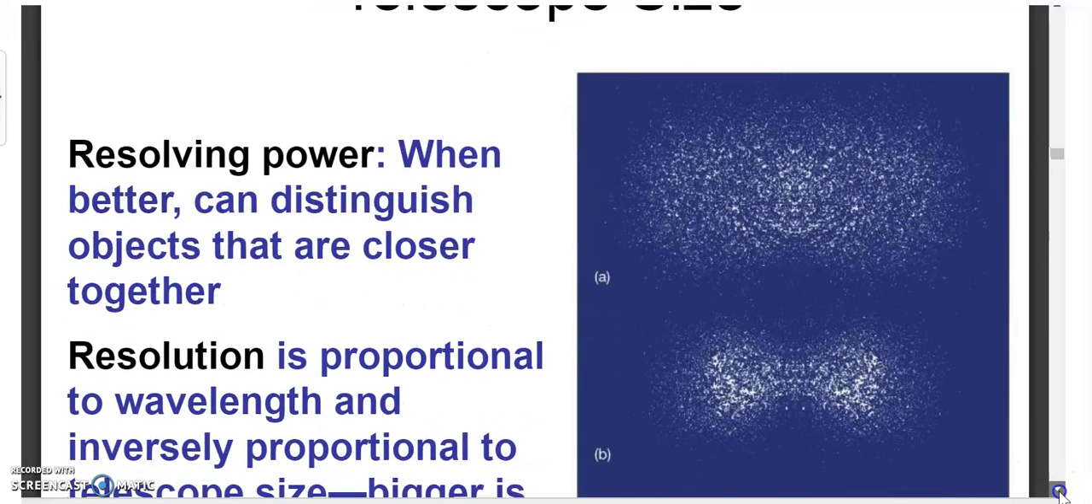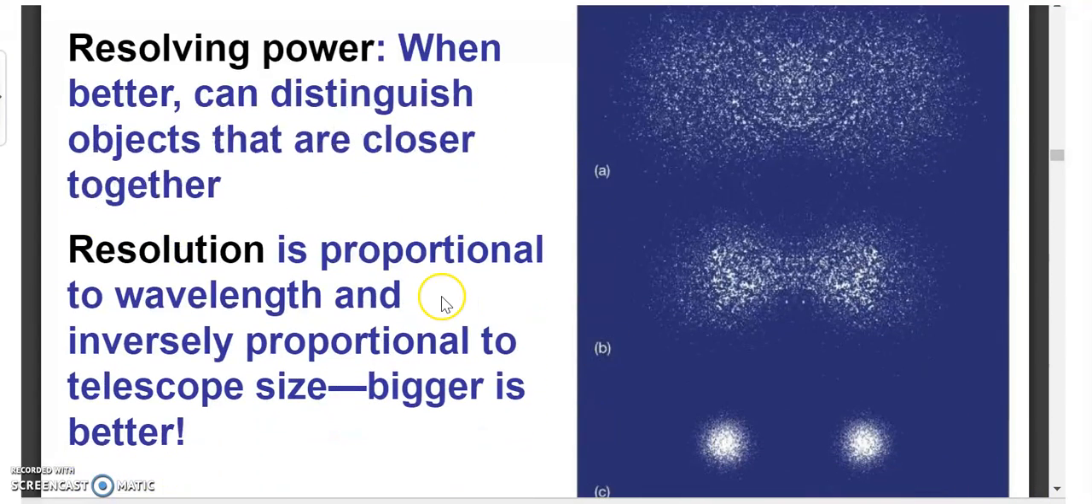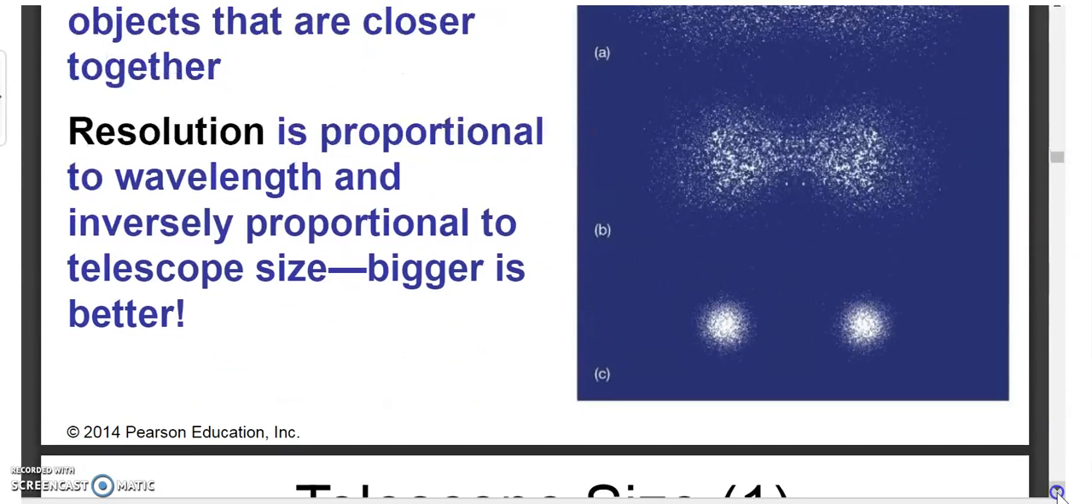All right. The other thing that is also talked about is called resolution, and that has to do with the wavelength. It's directly related to wavelength, but it's inversely proportional to the size of the telescope. So really, you want a bigger telescope to get better resolution. All right.